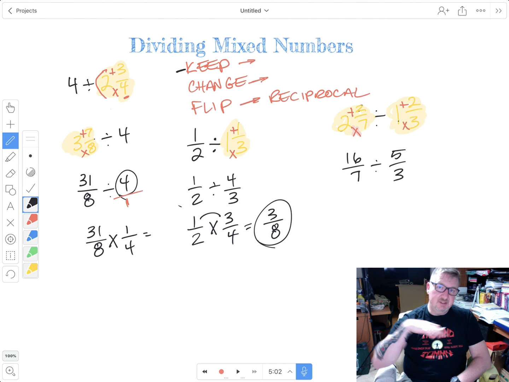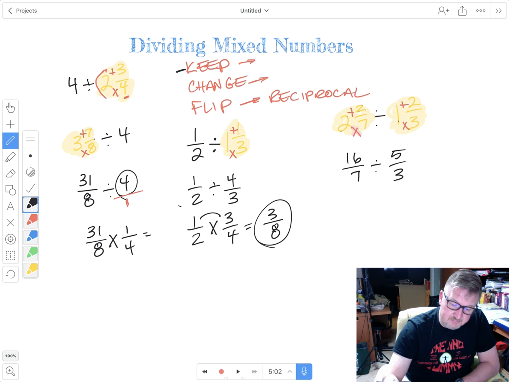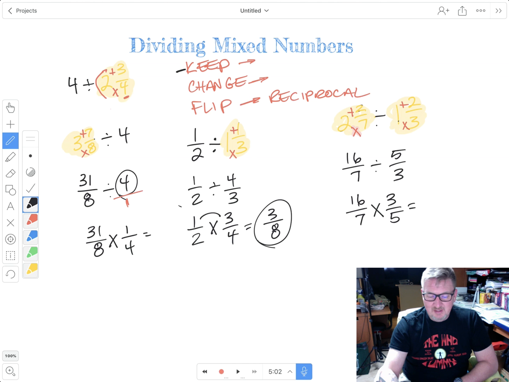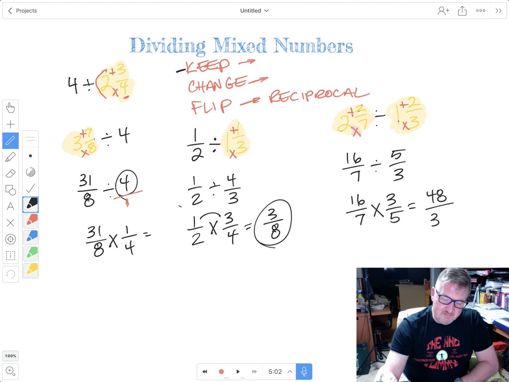Now, this is where I just do my magic. Keep the first fraction, 16 over 7. Change to a multiplication problem. Flip the second fraction. Check to see if I can simplify. Dadgum, not a single one of these things simplified. All right, 16 times 3 is 48. 7 times 5 is 35.